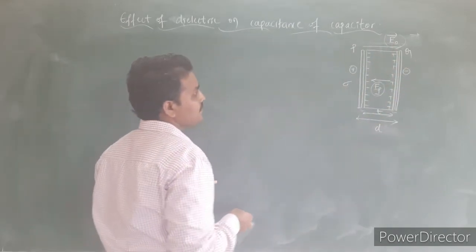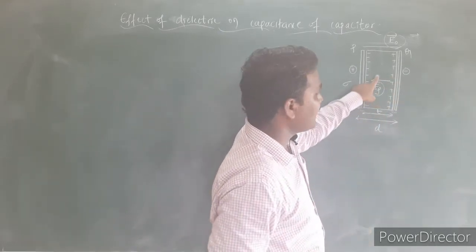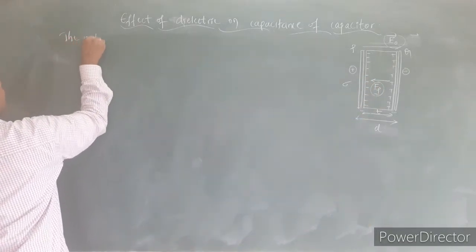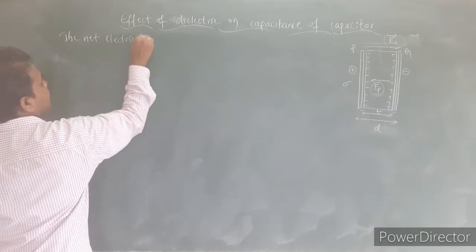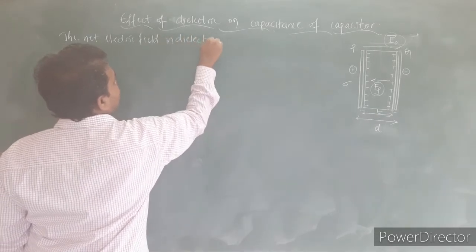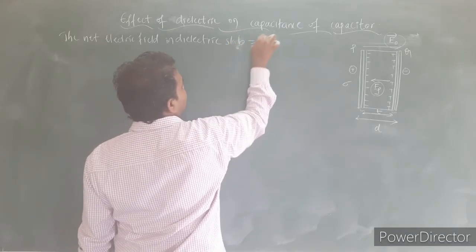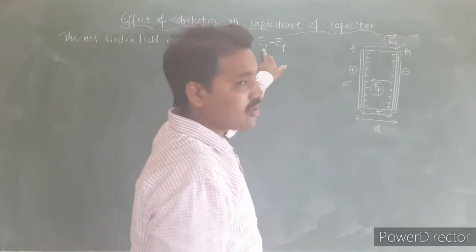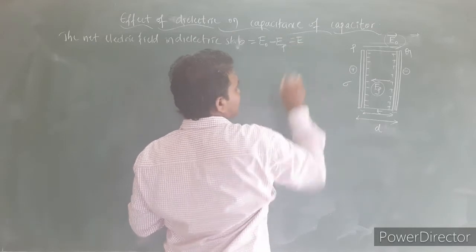Now, let us consider the net or reduced electric field in the dielectric slab. That will be equal to what? E naught minus EP. And this E naught minus EP I can call capital E.